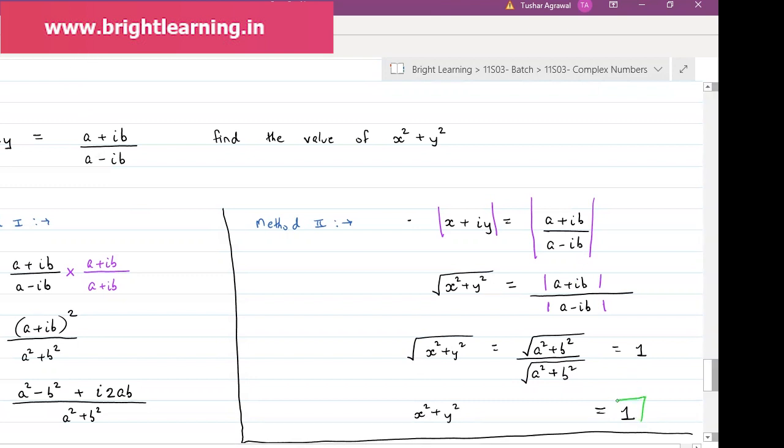Such small steps. That's it. Simple application of properties. Done? Yes, sir. Done, sir.